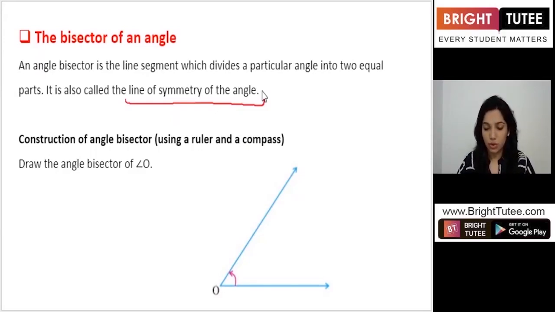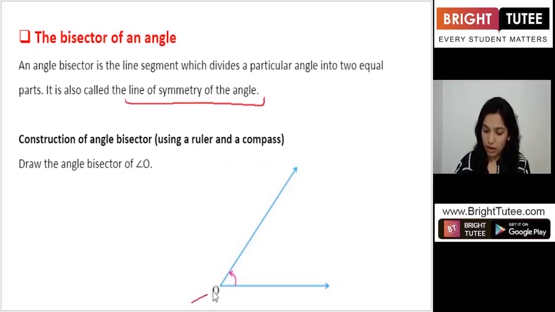So it says draw an angle bisector of angle O. They have already given us a particular angle, which is angle O. So here it is. We just have to draw. We don't know what measure we have got for this angle O. We're just going to draw a bisector to this angle. But before drawing the bisector, can you tell me where will be the line of symmetry for this particular angle? Can you think about it?